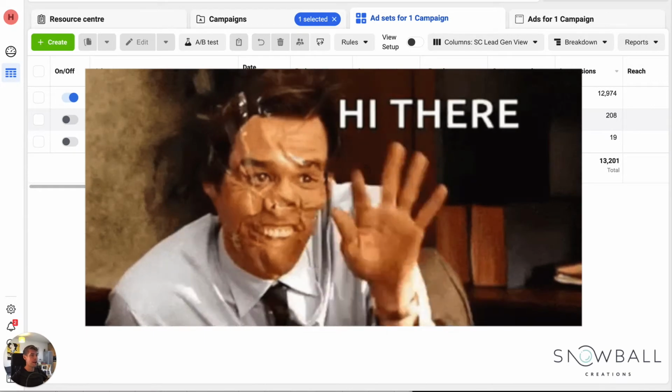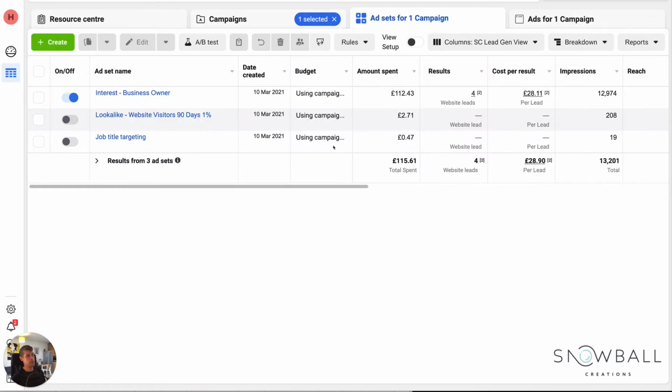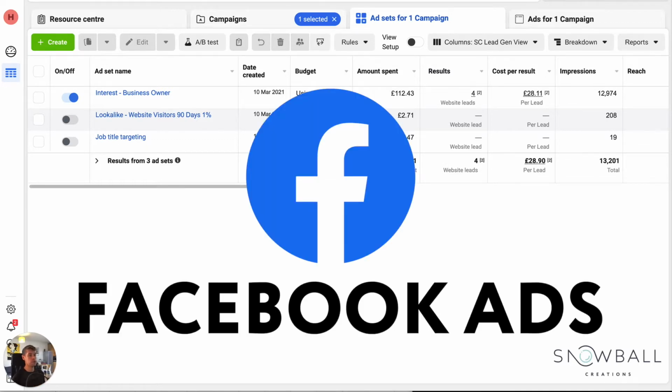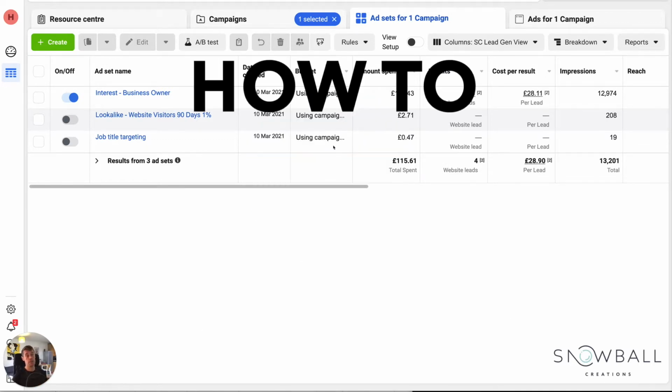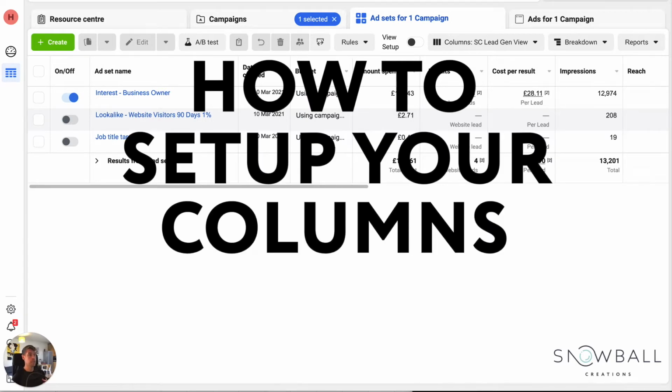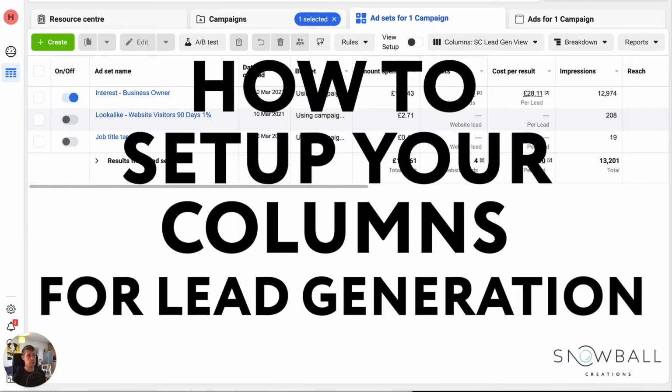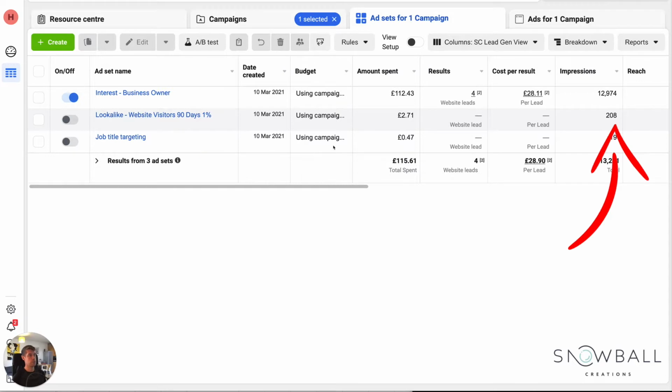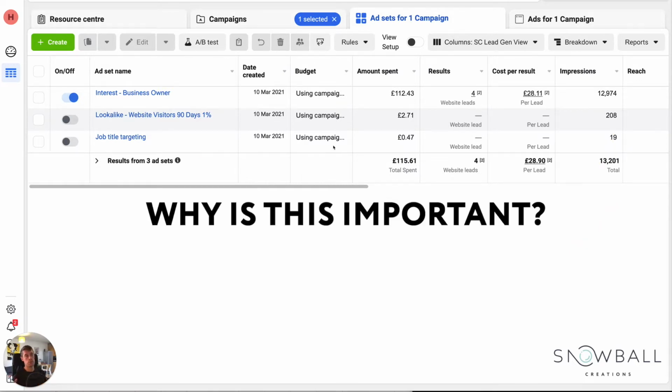Today I'm going to cover another helpful little topic within the paid ads world, in particular the Facebook ads world, and that is how to set up your columns, in particular for lead generation this time. I did do an e-commerce version of this as well, but today I'm going to focus on lead generation. So why is this important?